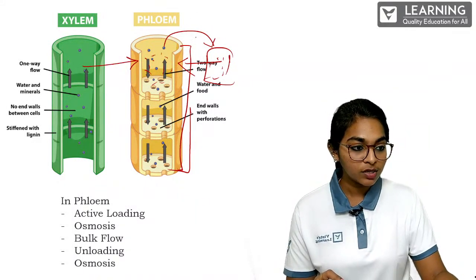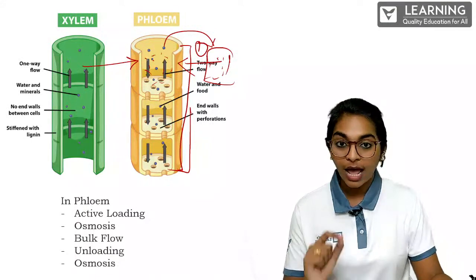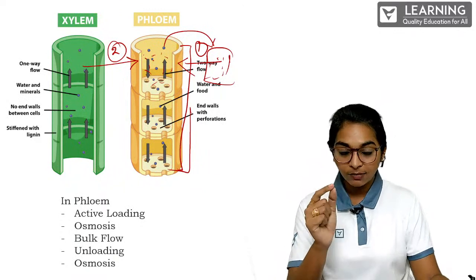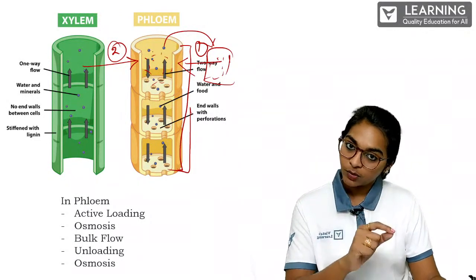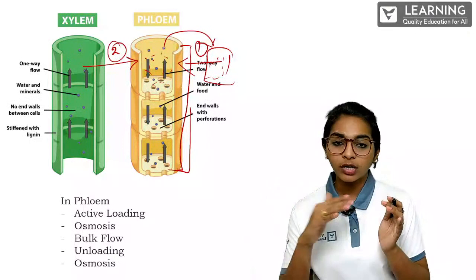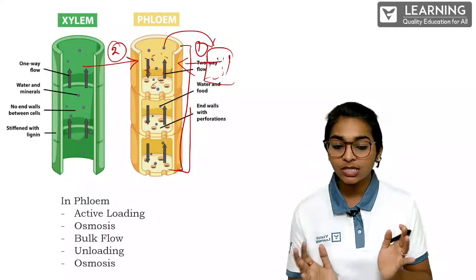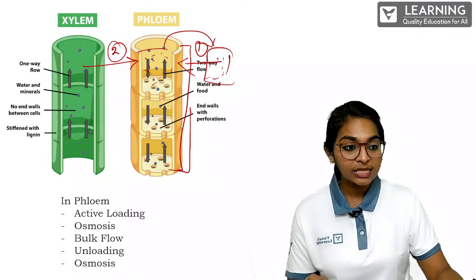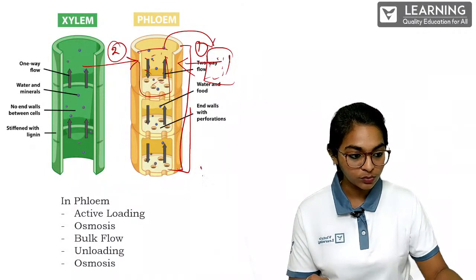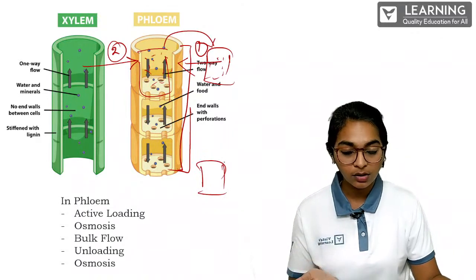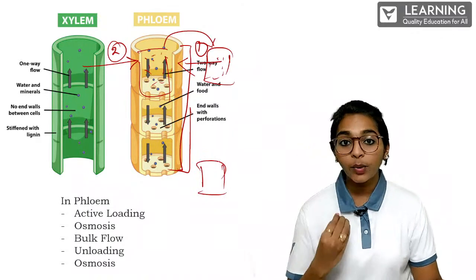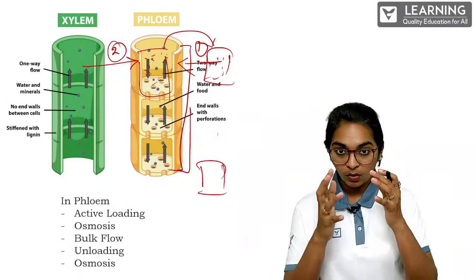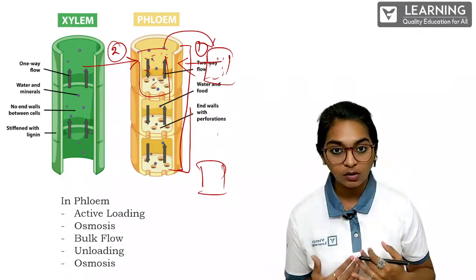Is it clear? So the first step is this one, where active loading happens. The second step is osmosis, where water from the xylem moves towards the phloem. The water will keep on flowing until the concentration is maintained there. So once the concentration is maintained, what will happen? This entire chamber will move down towards the root. Because the root is where, in a carrot plant, the food storage is happening in the roots. So now this entire substance has to move down towards the root.